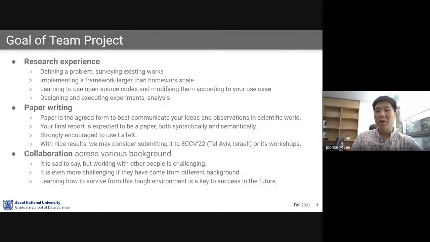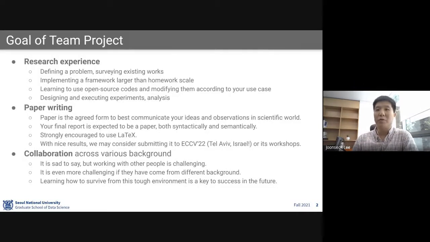So the experience will include defining a problem, surveying the existing works, implementing the idea, and doing experimentations on large-scale data sets. And you're going to analyze the results and modify your hypothesis and so on. So basically everything included in the research.